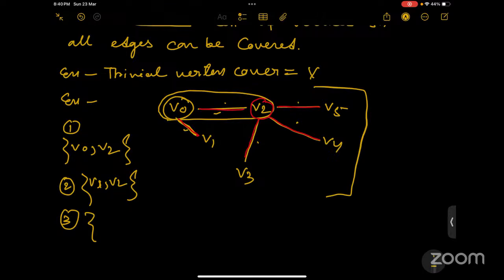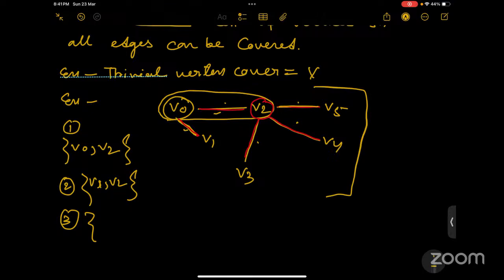Can we take extra also, or do we have to give only exactly those which cover? If you take V2, then there is no need to take V5, V4, V3. Suppose we take V0, V2, V5, is that a mistake? It is not the proper vertex cover, right? When you are taking V2, it is already covering this edge. When you are taking V5, it is again covering the same edge, so we can't take that.